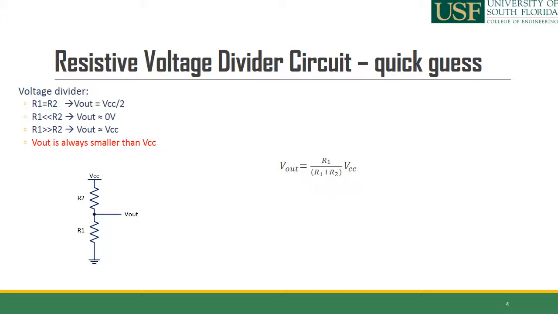Whereas if R1 is much greater than R2, the situation is opposite: the fraction R1 over R1 plus R2 would be almost equal to 1, meaning that Vout would be almost equal to VCC. But remember again that in a resistive voltage divider, the output voltage is always less than the supply voltage. So nevertheless, Vout cannot exceed VCC.